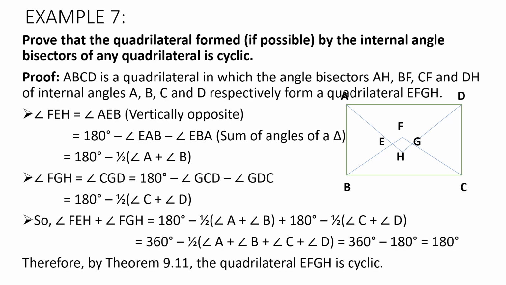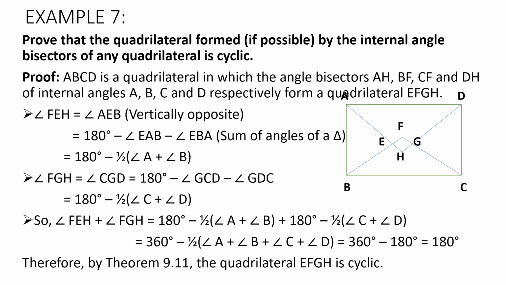Example 7. Remember, we are doing many examples because circles is an important chapter. Prove that the quadrilateral formed by the internal angle bisectors of any quadrilateral is cyclic. Suppose we are given a quadrilateral ABCD, and the angle bisectors AH, BF, CF and DH of the internal angles A, B, C and D respectively, which again form a quadrilateral EFGH. You can see in the diagram.